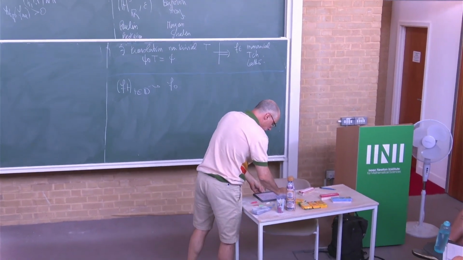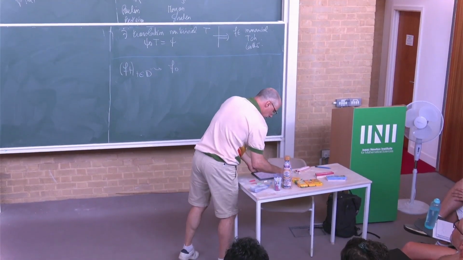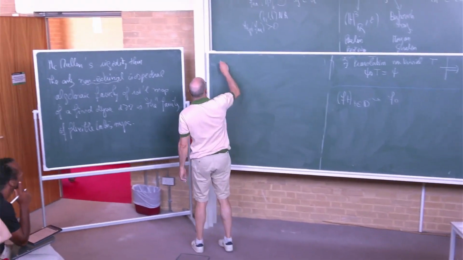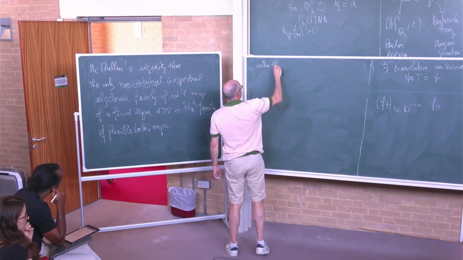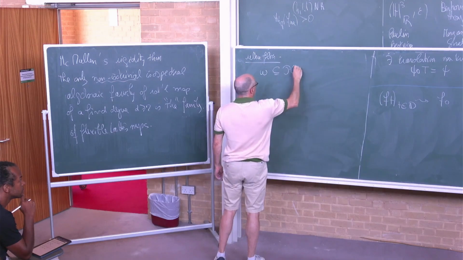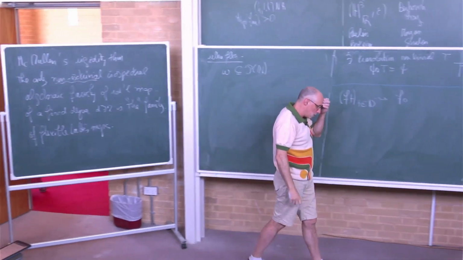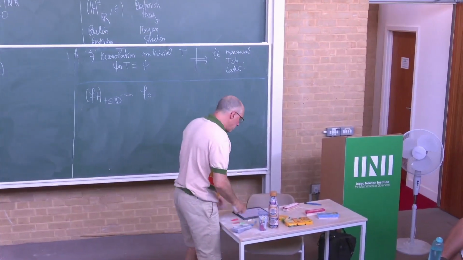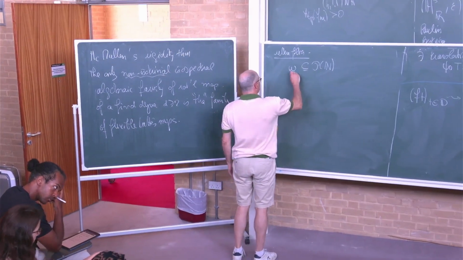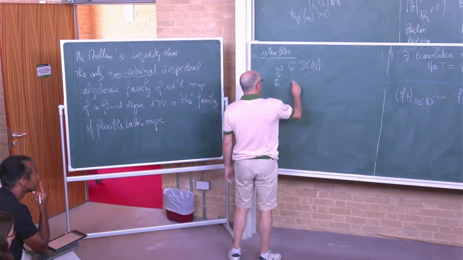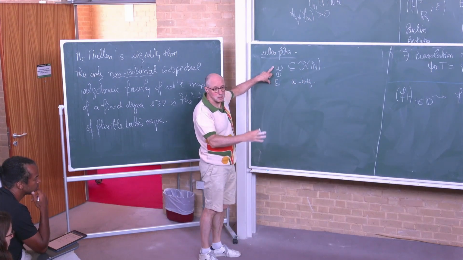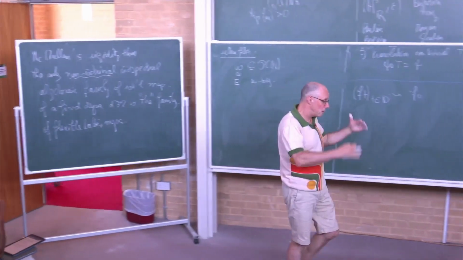Okay, so I need to explain to you, I need to talk very briefly about ultrafilters and why this is useful. So what is an ultrafilter? Let's call it omega. It's a collection of subsets of the set of integers. If E is inside omega, you're going to say that this is omega-big. If E is not inside omega, it's going to be omega-small.